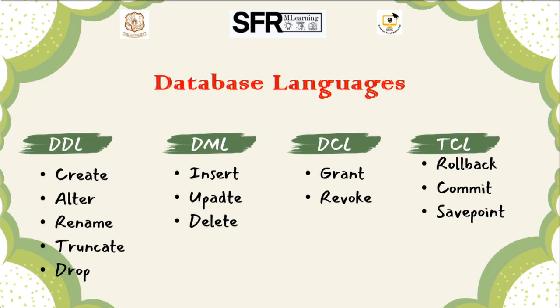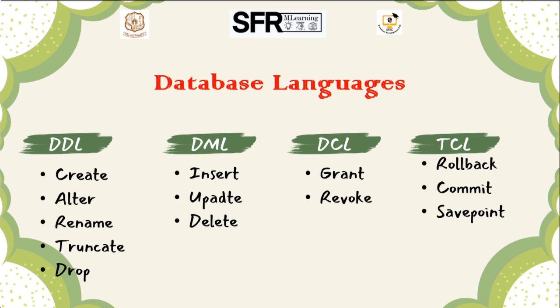First command is create. It is used to create a database and its object. Second one is alter. It alters the structure of the existing database. Third one is drop. It deletes object from the database. Next, truncate. Remove all records from the table, including all spaces allotted for the records are removed. Next one is rename. Rename an object.